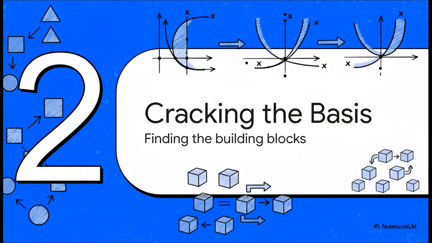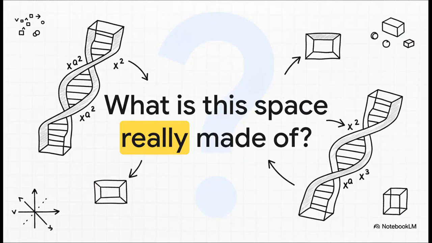Okay, next section. Let's crack the basis and dimension. We're going to find the fundamental building blocks of U. So that leads us to the big question, right? What is this space really made of? What's its DNA? If we could figure that out, the whole thing will make a lot more sense.